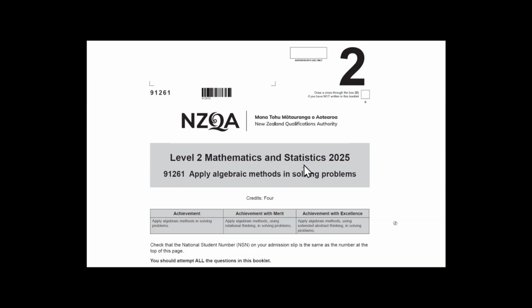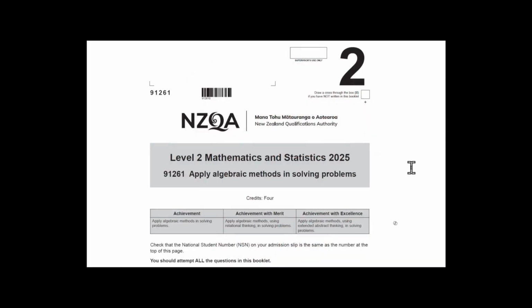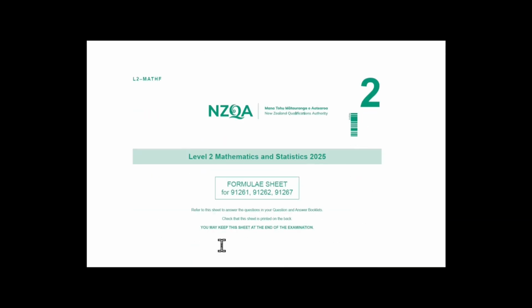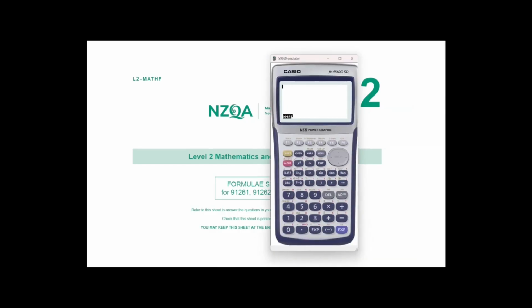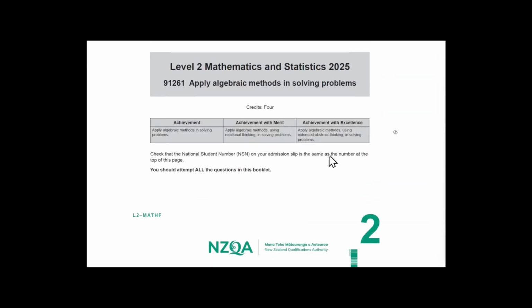So this is Level 2, 2025, Apply Algebraic Methods in Solving Problems. If I've got a bit of a croaky voice, it's also because I've got COVID. I've been stuck at home for the last 4 days. So I'm going to be using the paper that's provided, the resource formula sheet, and the calculator, which most students in New Zealand use. So here's the reboot.